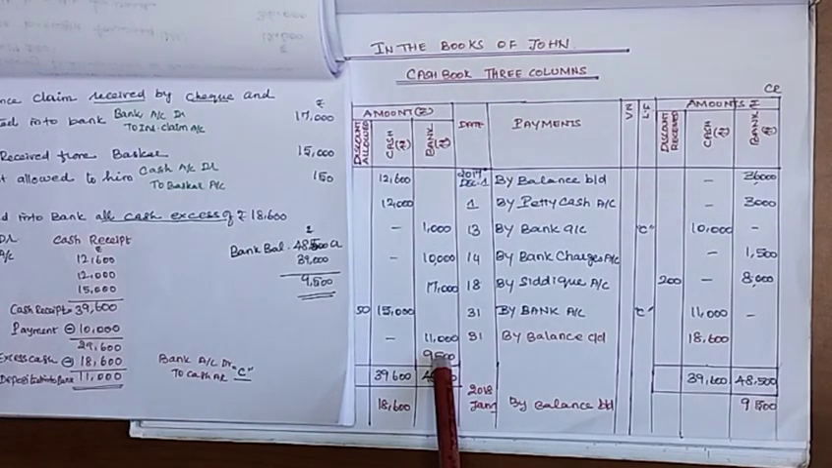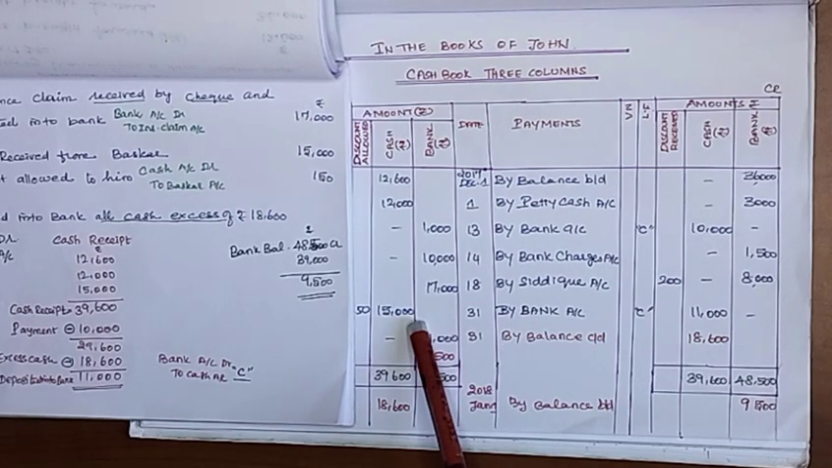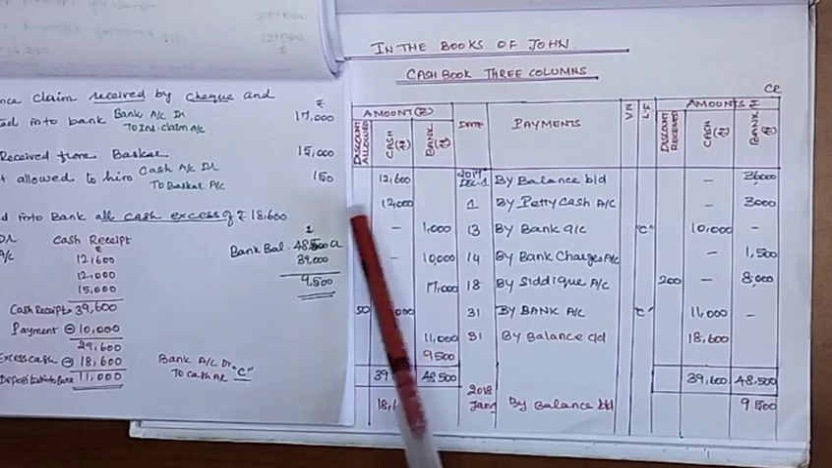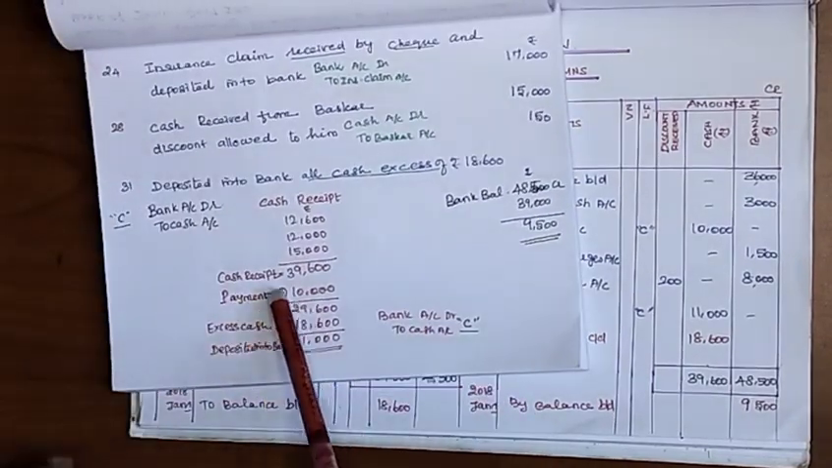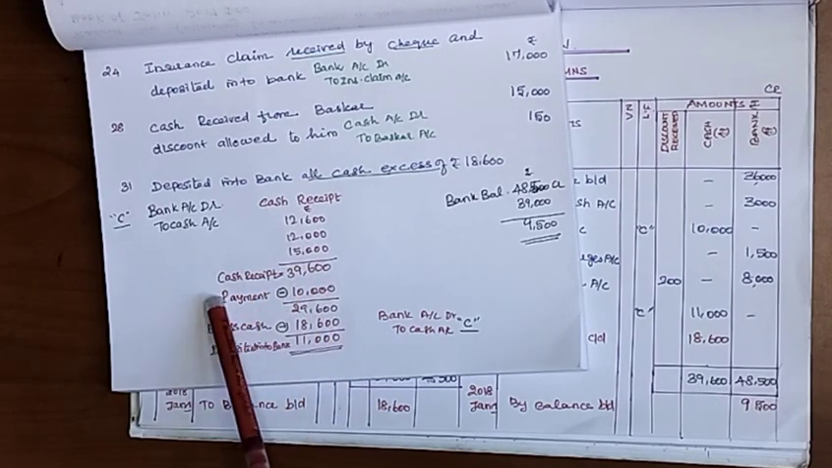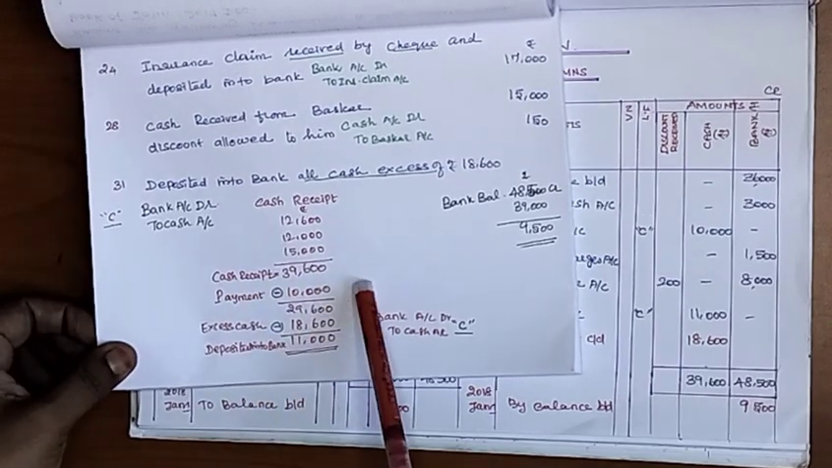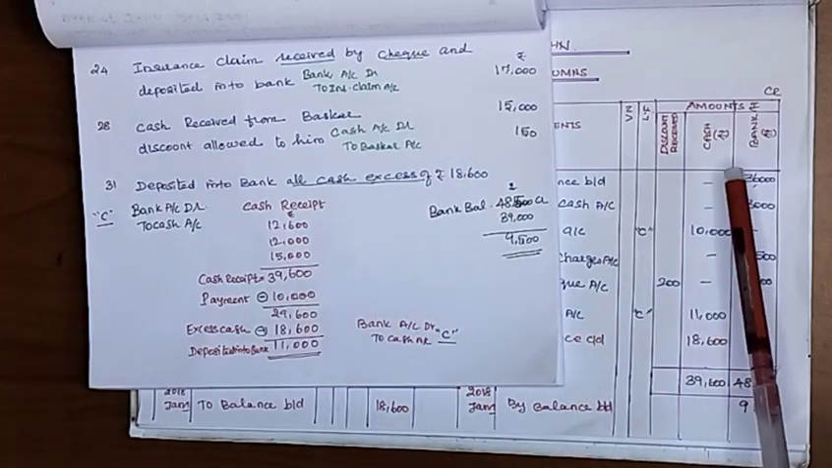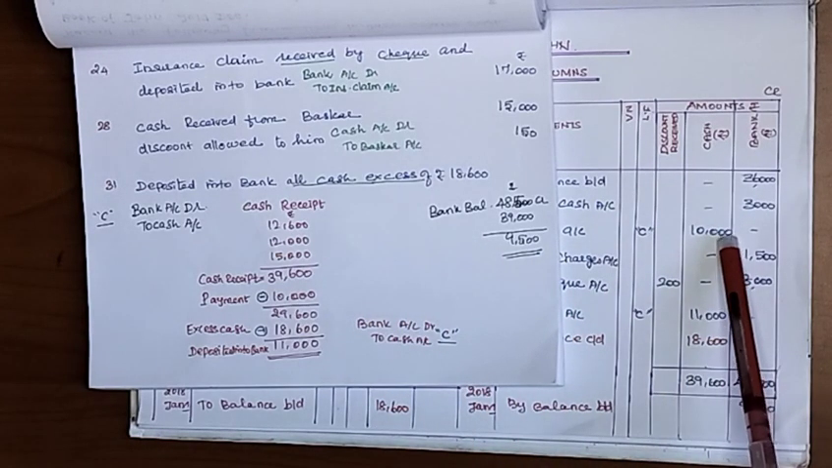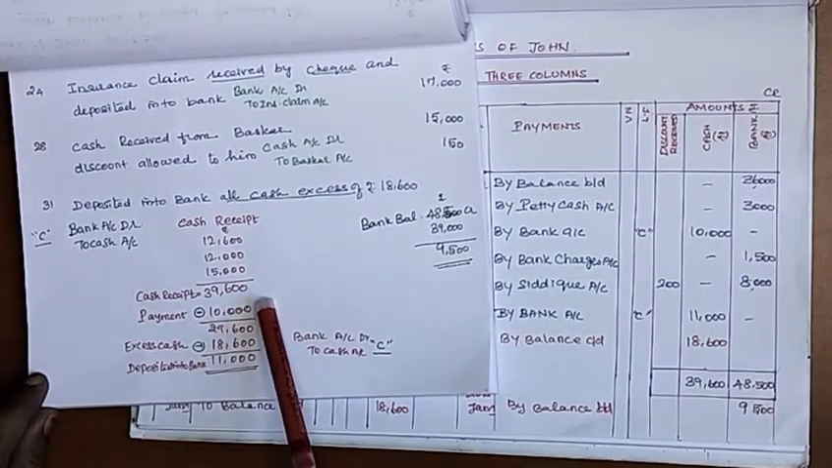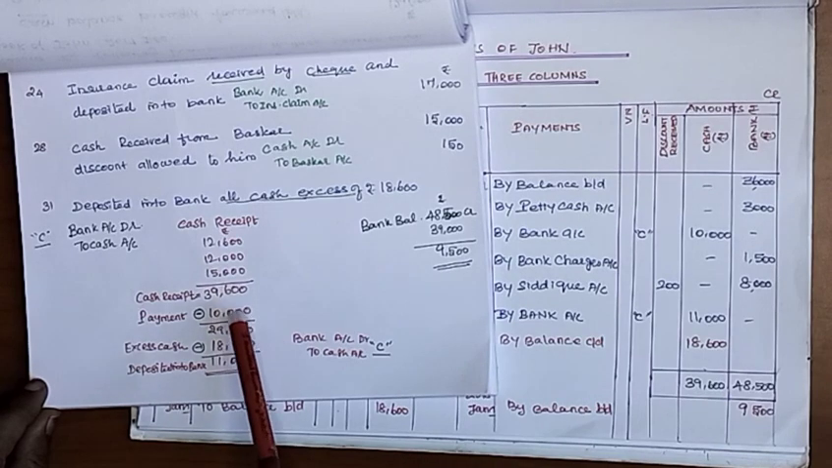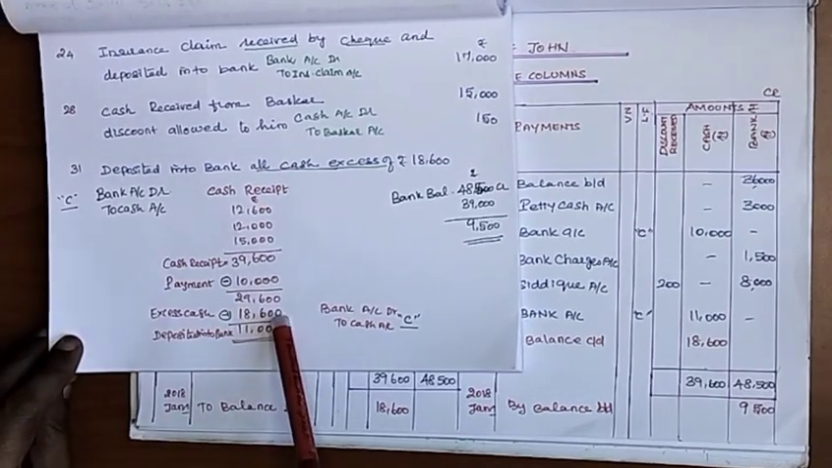So we have to add all the cash values on the debit side, which means the receipt side cash column: 12,600 plus 12,000 plus 15,000. How much do we get? We get 39,600. This is the receipt side cash column. Then we find the payment side cash column, that is 10,000 rupees. We subtract that 10,000 rupees from 39,600. We get 29,600.